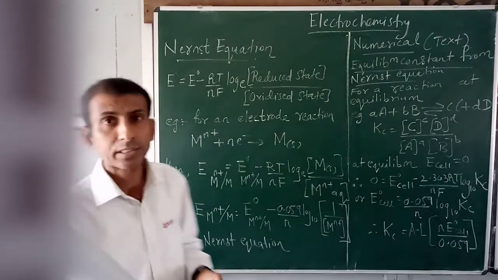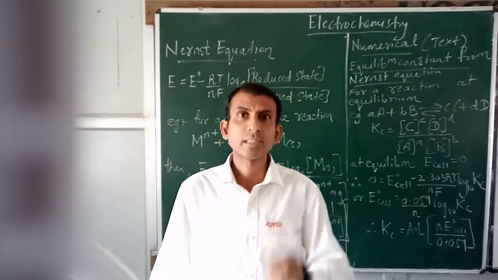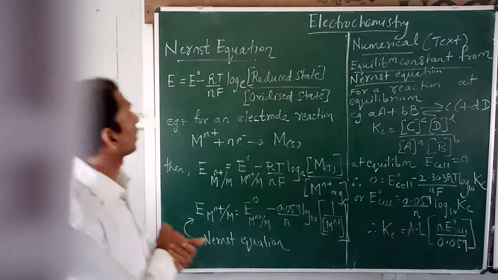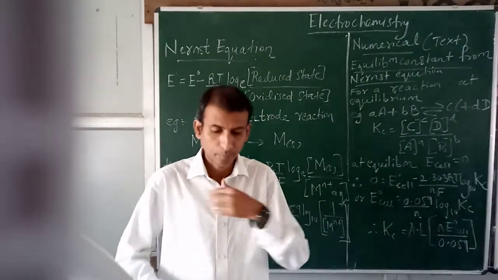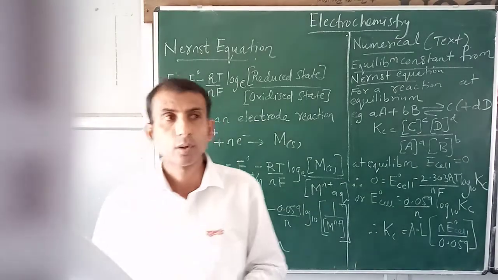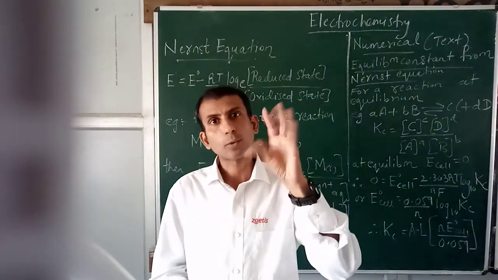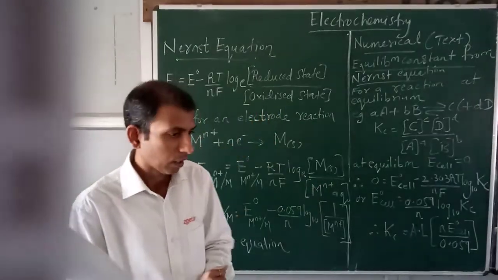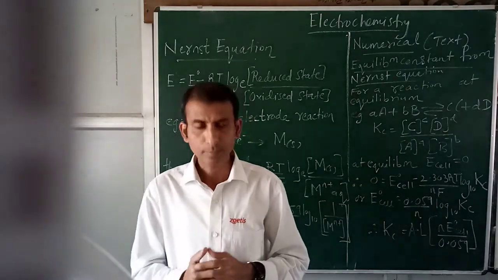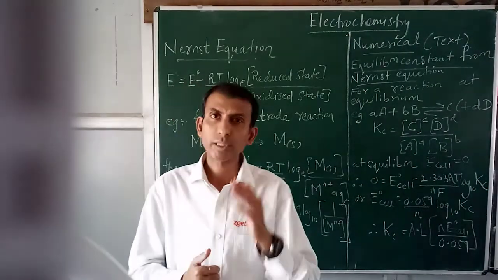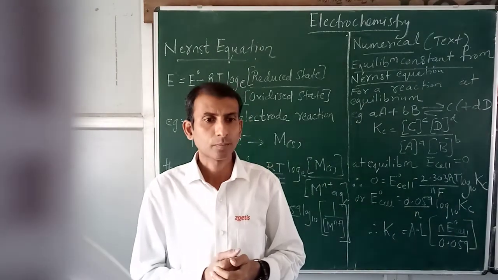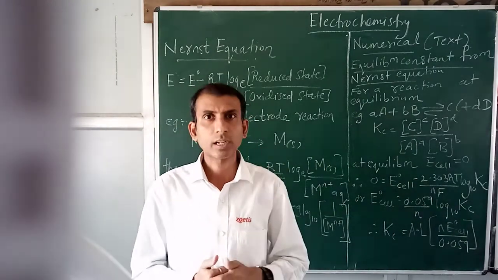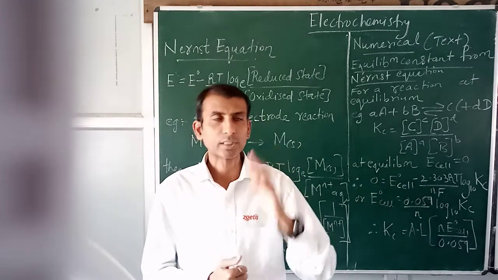So in the electrochemistry chapter, in the last lecture we completed the concept of electrode potential and also standard electrode potential. In standard electrode potential, we studied two types: standard reduction potential and standard oxidation potential.